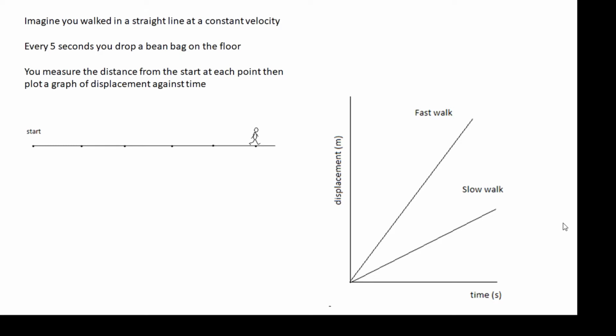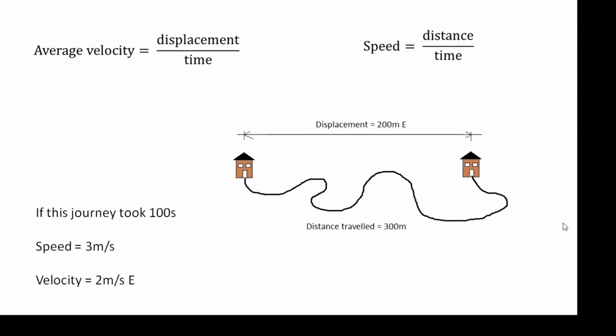If you notice there, if you do a fast walk, you get a steeper graph. A slow walk, it's less steep. Let's make clear the difference between displacement and distance. Displacement is the distance traveled in a certain direction.